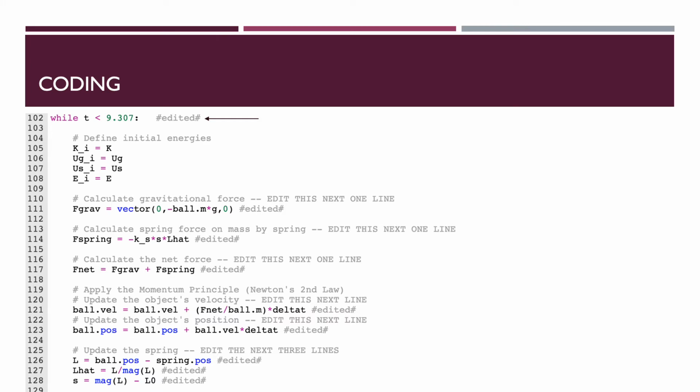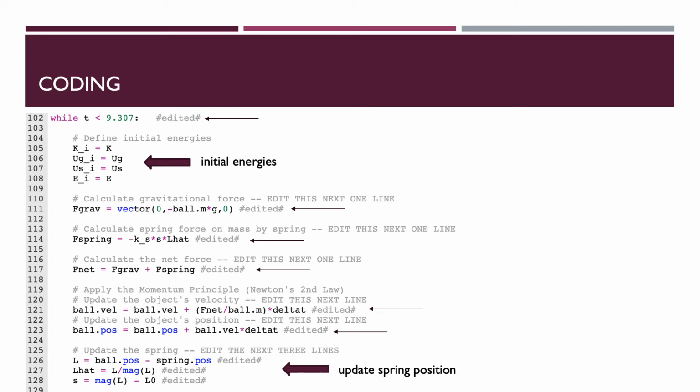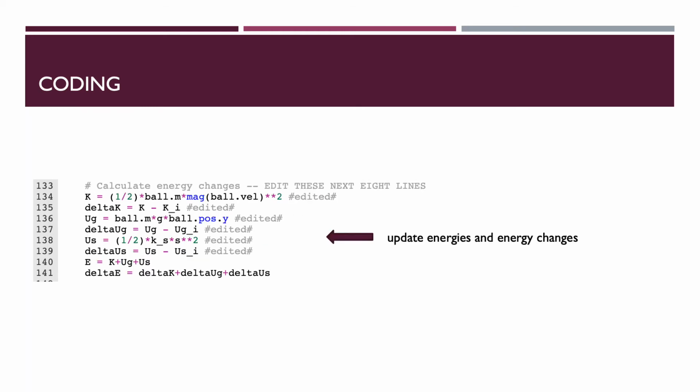Looking at the while loop, the initial energies are defined. The gravitational force and spring force vectors are specified. The net force on the system is then set to be the sum of the gravitational and spring forces. Using the momentum principle, the velocity and position of the mass are updated. The spring position was also updated within each while loop. Finally, the system energies and energy changes are updated. Notice that the total energy of the system is the sum of the kinetic energy and the spring and gravitational potential energies.